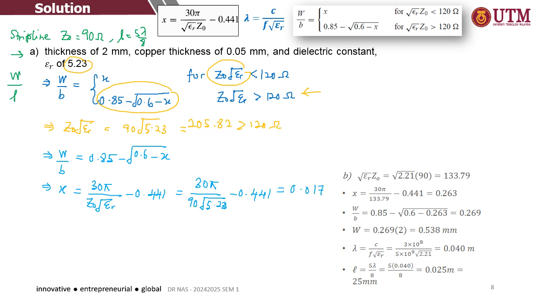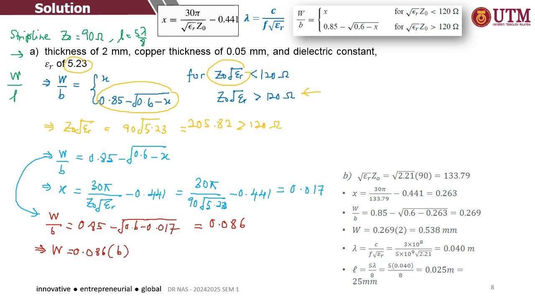In which your X should be equal to 0.017. So from here you can calculate the ratio of W over B equal to 0.85 minus 0.6 minus 0.017. So the ratio is 0.086. Okay, so now to get the W, the W will be equal to 0.086 multiplied by your B, or the thickness of the structure.